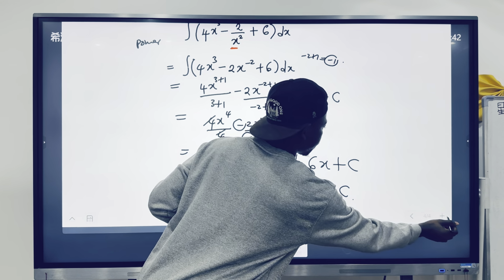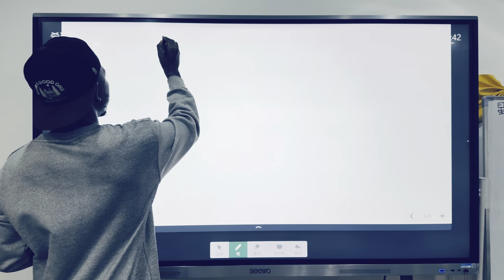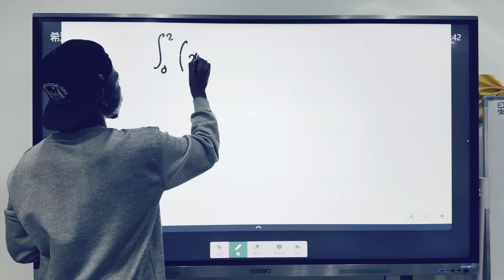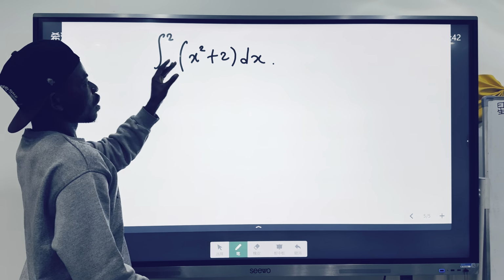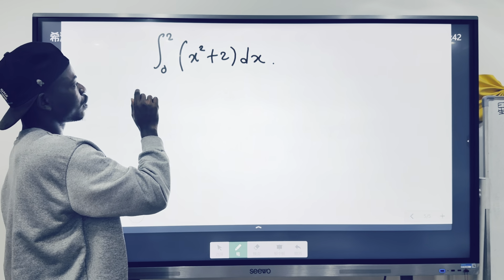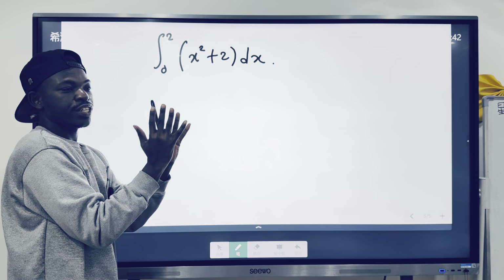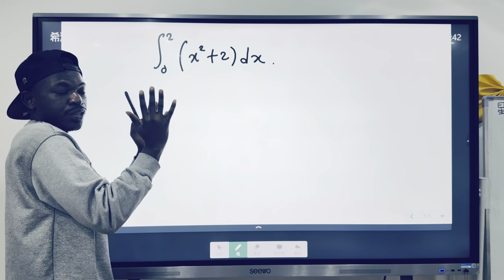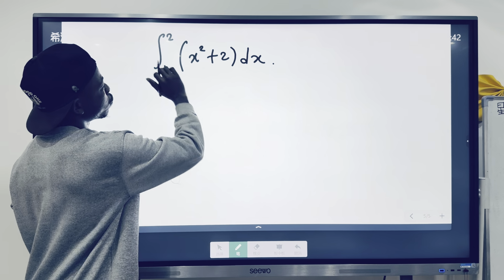Now, what if we have something that looks like this? The integral from 0 to 2 of x squared plus 2 dx. So you're now integrating this from 0 to 2. Every time you integrate a function between two limits, you're finding the area under the graph between that specified region. So here, we're integrating from 0 to 2.